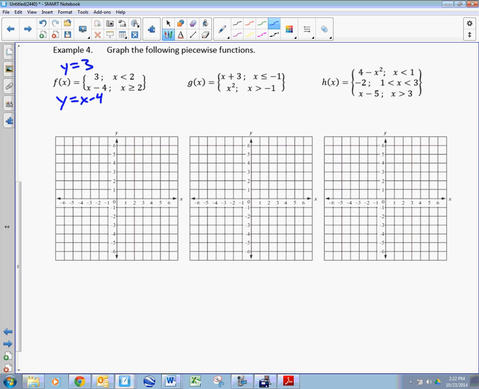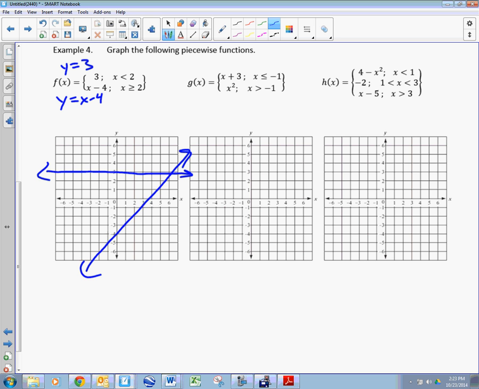What kind of a horizontal line? Okay. This is a horizontal line. What kind of line is this? Linear line. Very good. What is the slope? 1. Crosses through? -4. So you can see that this is the graph that I'm kind of looking for.